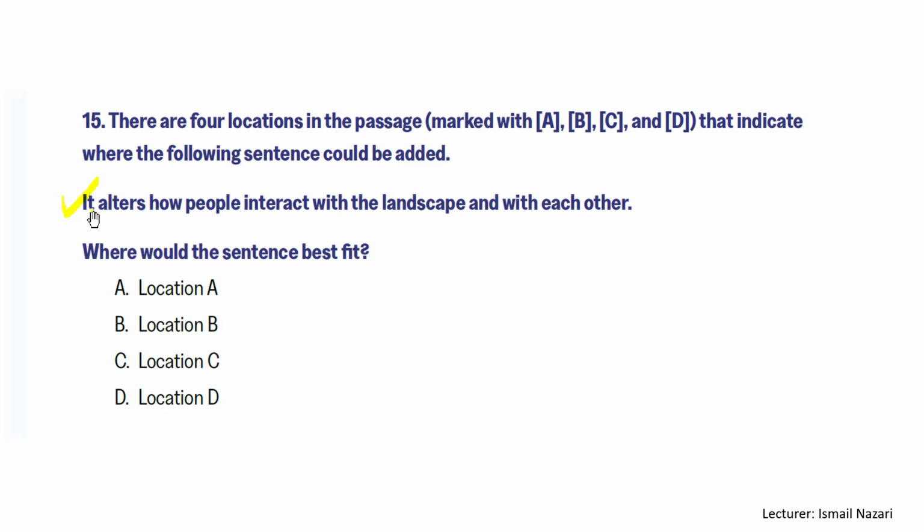It alters. So at the beginning of our sentence, we have a referent. Whenever we go back to the answer choices, we have to be very, very careful about this "it", this pronoun referent, what it refers to. So exactly, it refers back to an idea which is already expressed. It alters how people interact with the landscape and with each other. So location A, B, C, or D. Read this sentence carefully, and I'll be back with the passage.